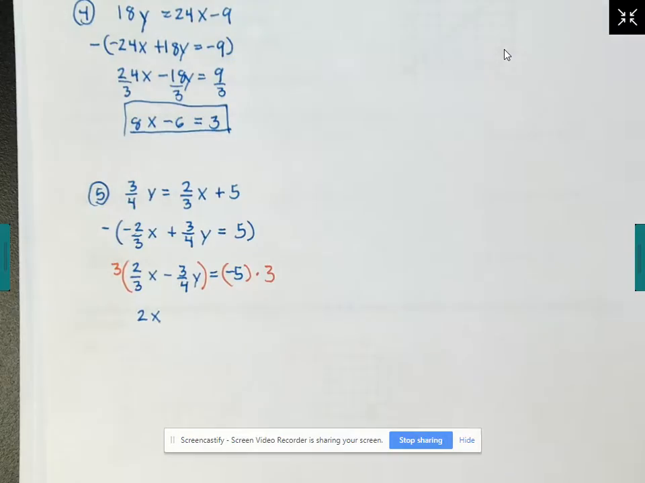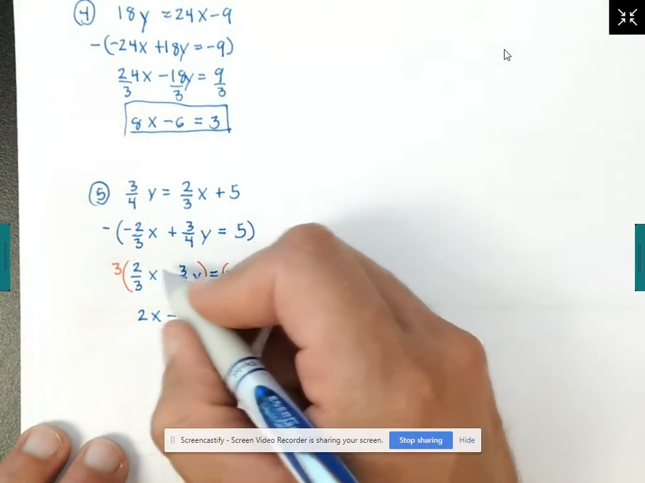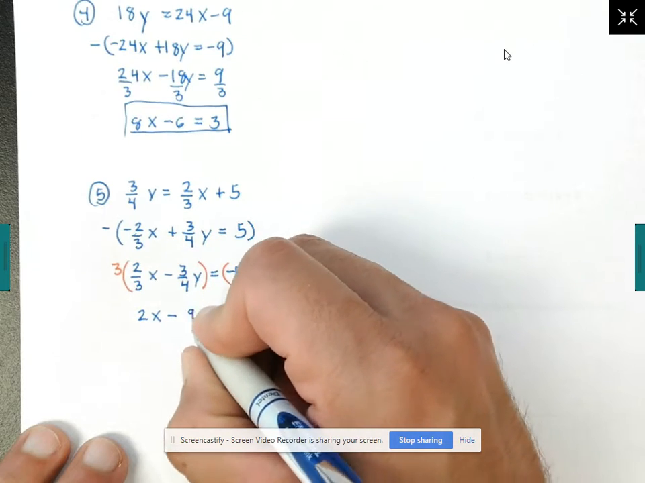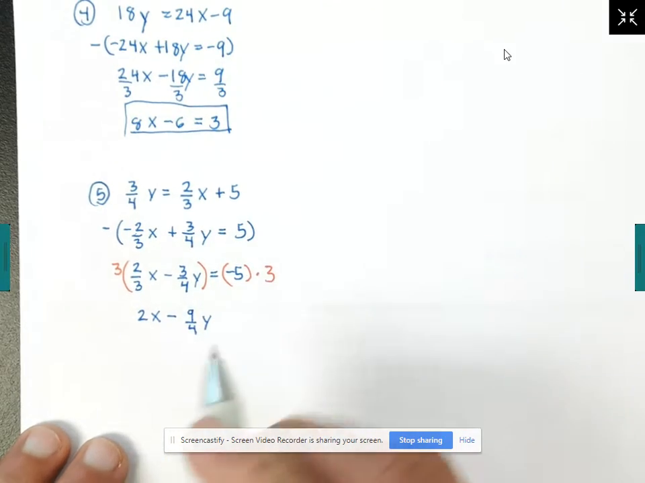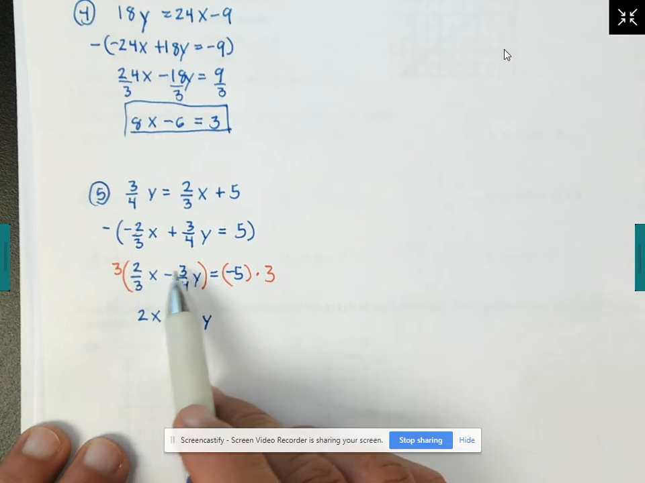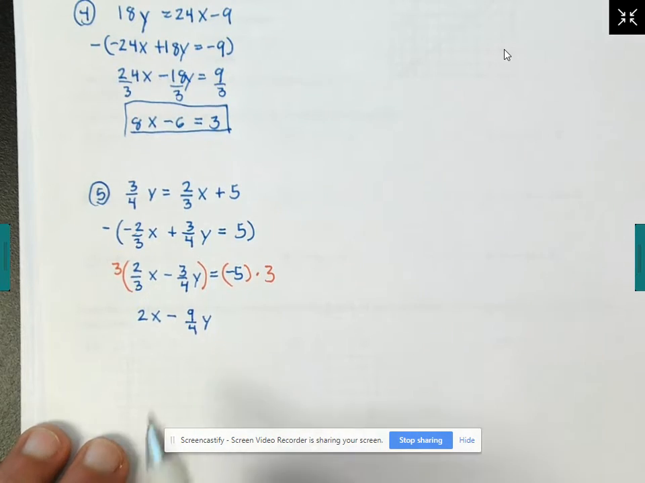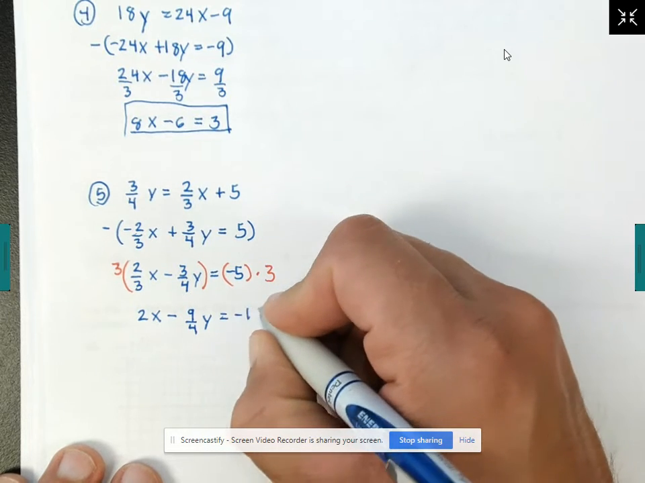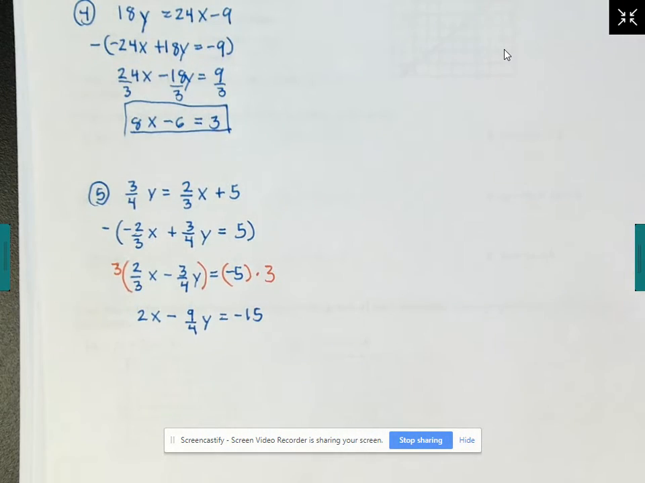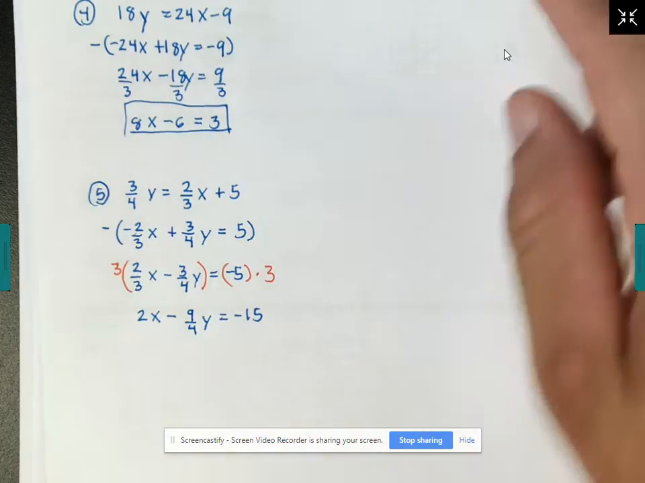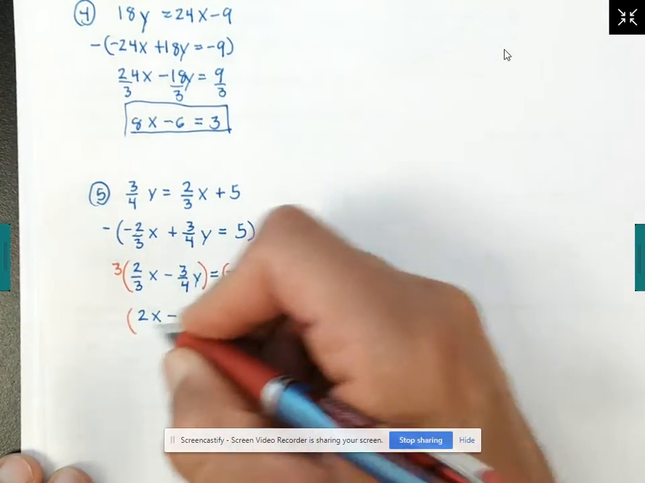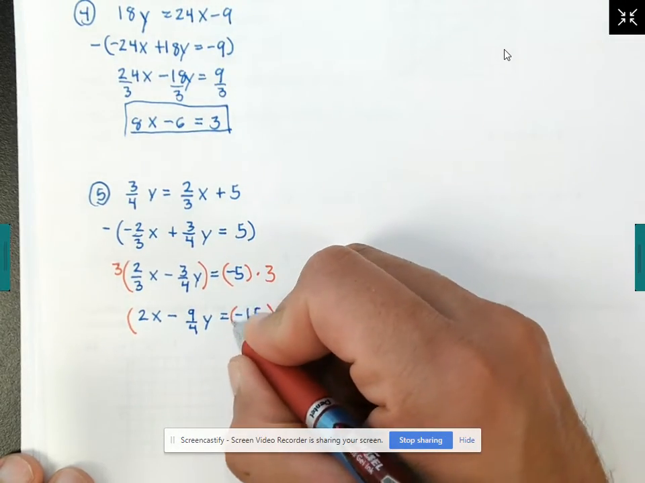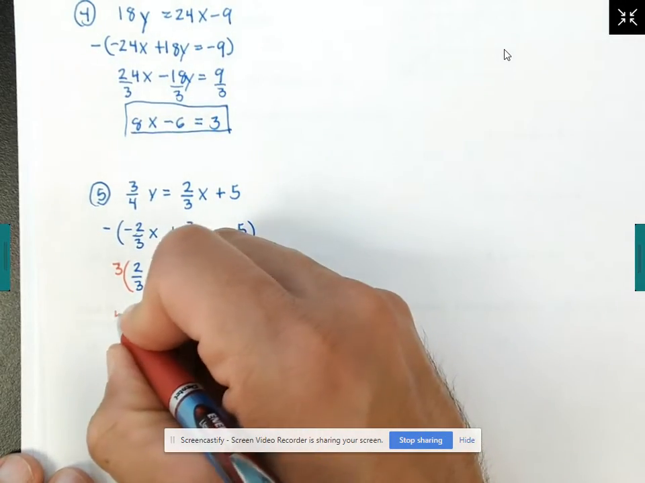Great, I got rid of one of the fractions, but now 3 times negative 3/4 is going to give me 9/4. Now remember, when I multiply a number times a fraction, I'm only multiplying the numerators. If I can cancel this, I should, but it's not going to happen. This is negative 15. So great, I got rid of one of the fractions. Now to get rid of the second fraction, I'm going to do the same thing, but I'm going to multiply, excuse me, I'm going to multiply this by 4 now.